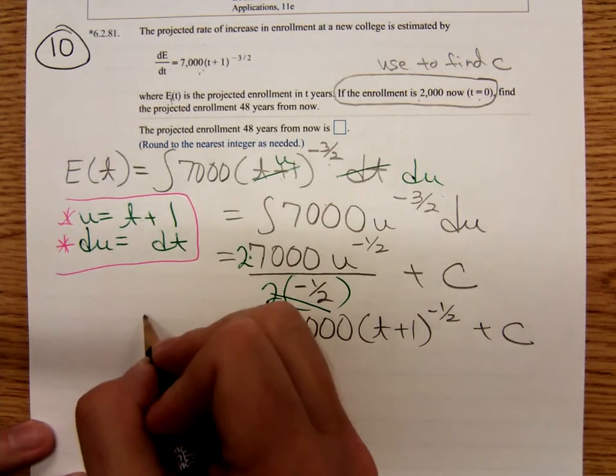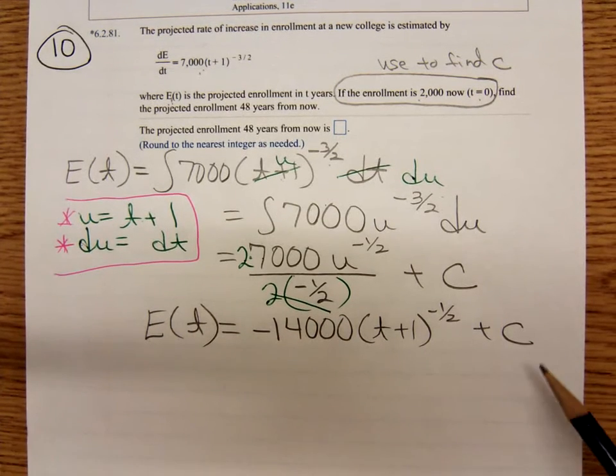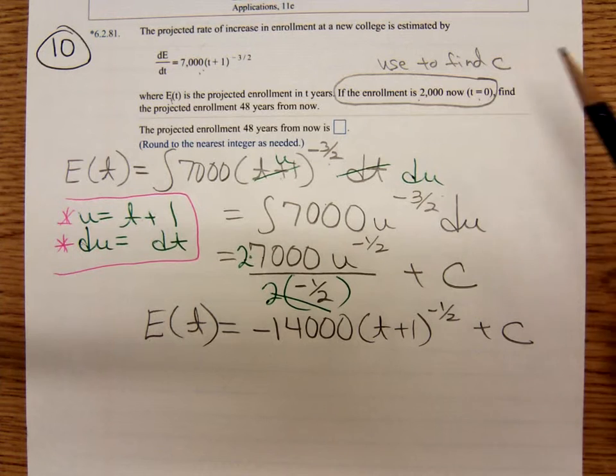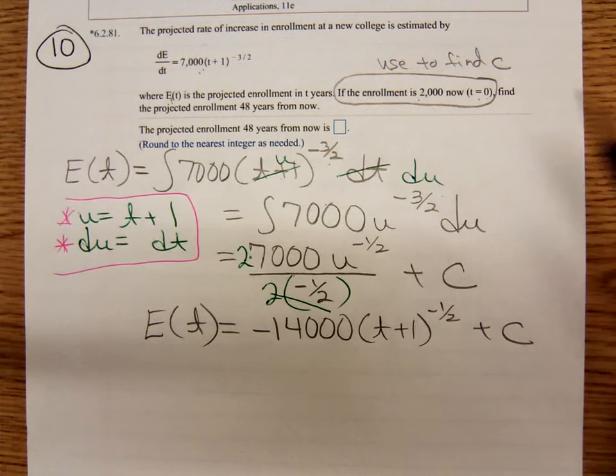There's my general enrollment function. The problem is that's plus C. That plus C could be plus 50 billion. It could be plus a negative 7,000 for all we know. So that's where we have to use these conditions they told us here. When t is 0, the enrollment is 2,000.